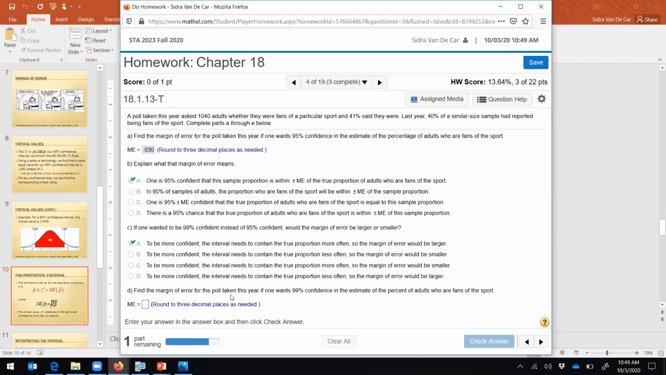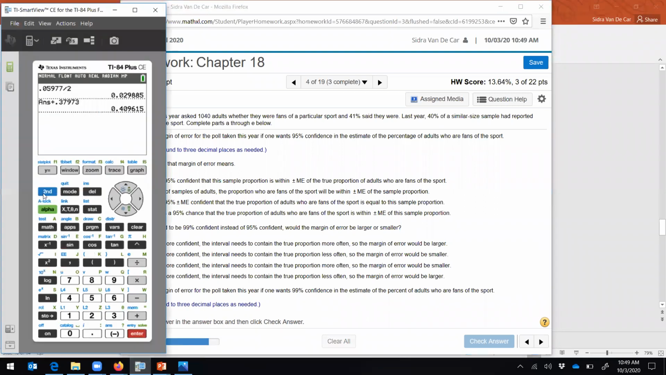Find the margin of error for the poll taken this year if one wants 99% confidence in the estimate of the percentage of adults who are fans of the sport. Okay, so we can do this quickly on our calculator. I just want the stats key. Stats, test, go down to A. And we're doing 426 out of 1040, but we're changing this confidence to 99%. Calculate it.